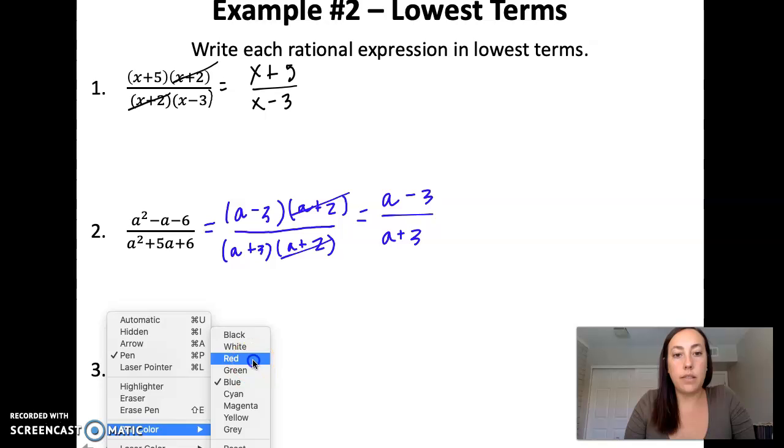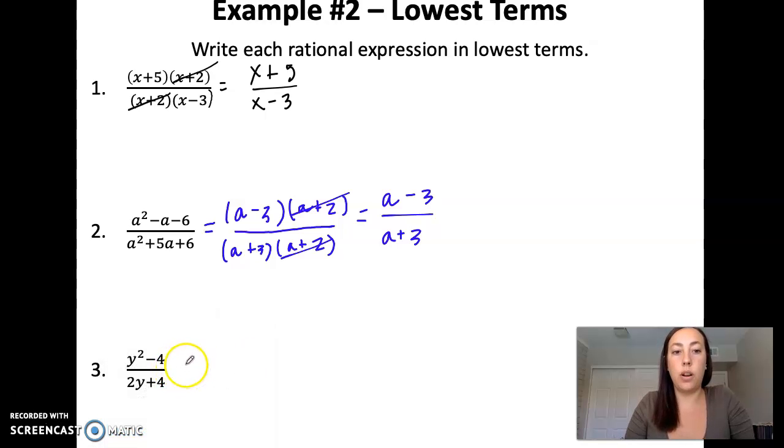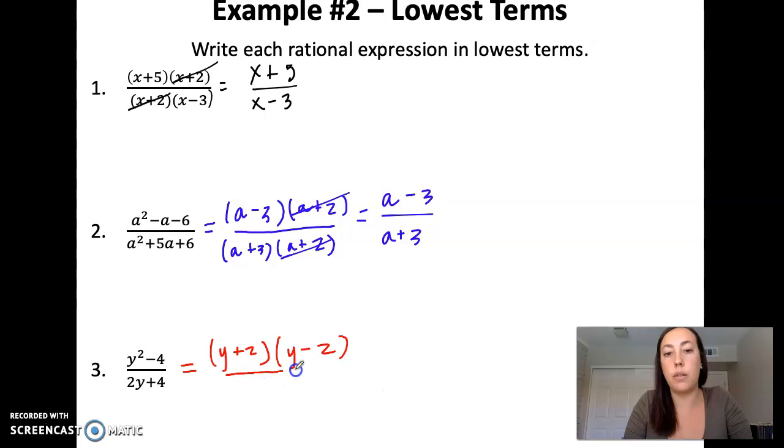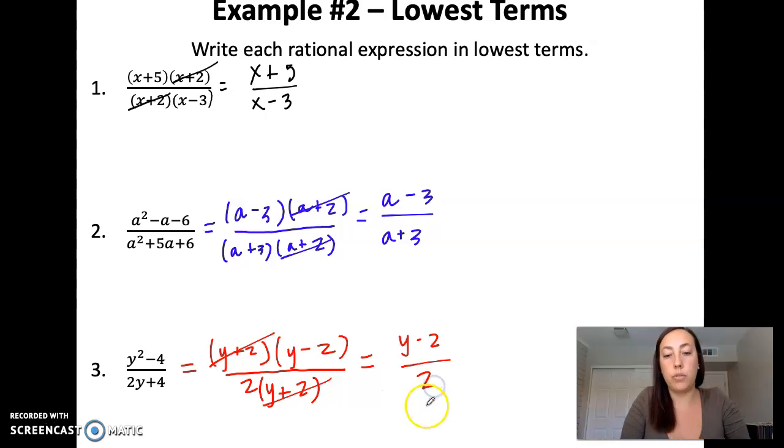All right, and the last one, we have y squared minus 4 over 2y plus 4. So the top is a difference of squares. Remember that factors to be y plus 2, y minus 2. That was one of the special factoring patterns that we learned last unit. And then on bottom, we just have a common factor of 2, so we can factor out that greatest common factor. You can see the common thing on both top and bottom is this y plus 2, so we can cancel that out. On top, we're left with y minus 2. On bottom, we're left with just 2.